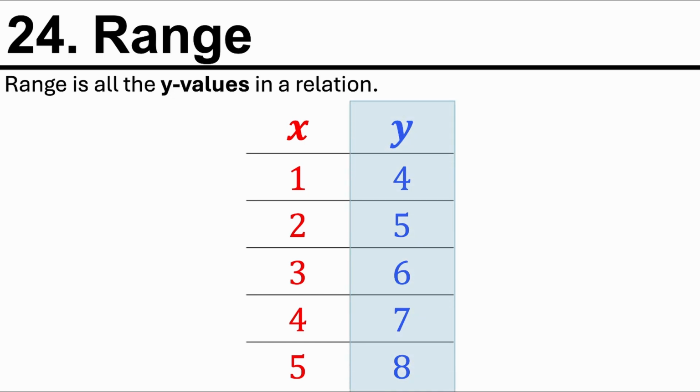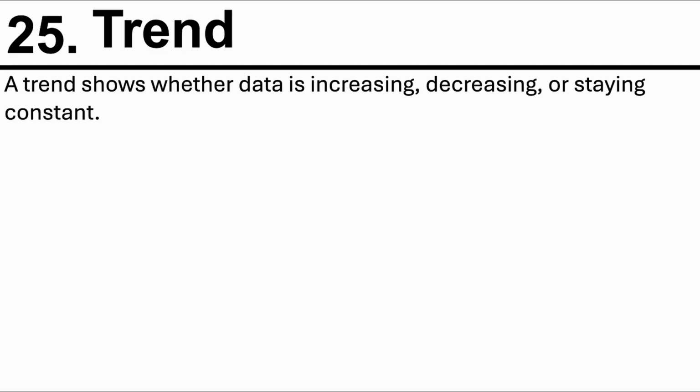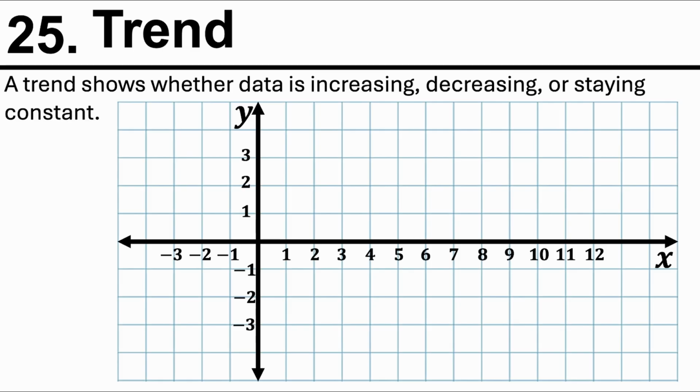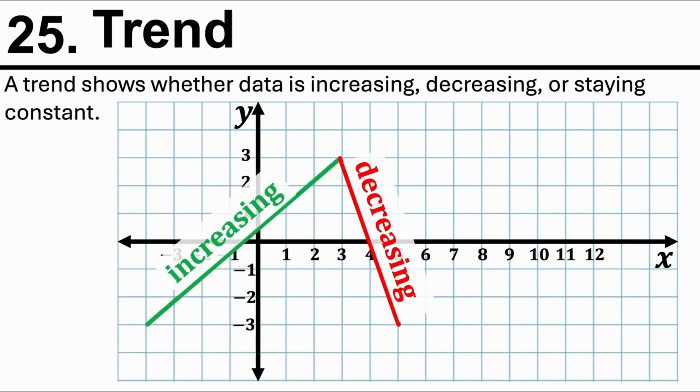That's the range. Now, if you're looking at a graph, sometimes there's a trend, and a trend just tells you whether the data is increasing, decreasing, or staying constant. So look at this Cartesian plane. If your graph is moving up and to the right, it's increasing. If it's moving down and to the right, it's decreasing. And if it's moving in a perfectly horizontal line, it is remaining constant.